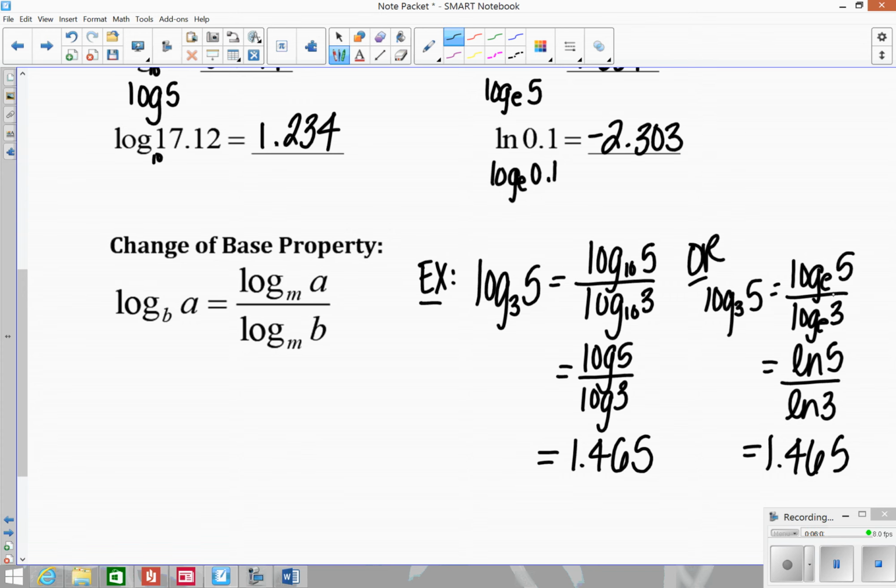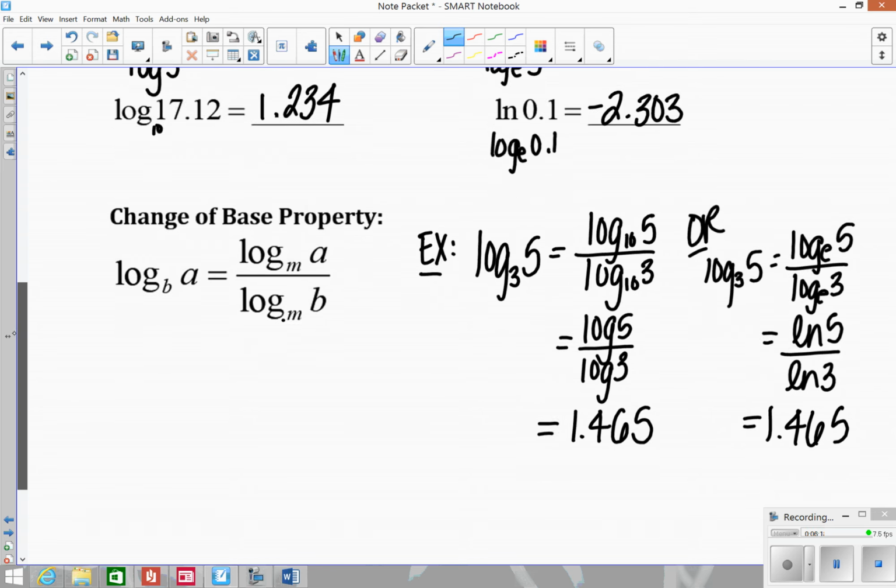So it's either base 10 or e, so that you can enter it like one of these two things in your calculator. You do not need to show this first step. I just wanted to show you how I'm making m either 10 or e, depending on what I want to use at the moment. It doesn't make any difference. You get the same answer.